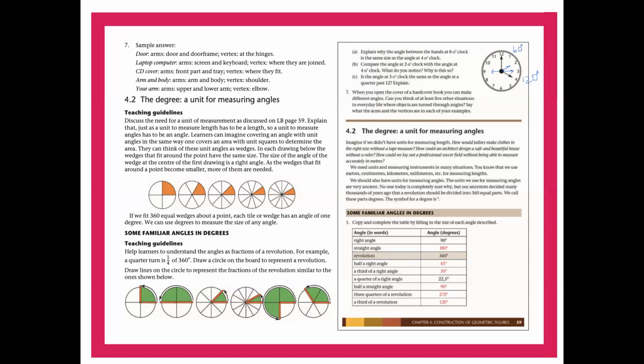Okay, then C, is the angle at 3 o'clock the same as the angle at a quarter past 12? So that is what we are dealing with. Sorry, I read the question wrong. Let's just do this again. We are dealing with the angle at quarter past 12, and the angle at 3 o'clock. At 3 o'clock and a quarter past, the hour hand would have moved a bit. So no, it won't be the same.